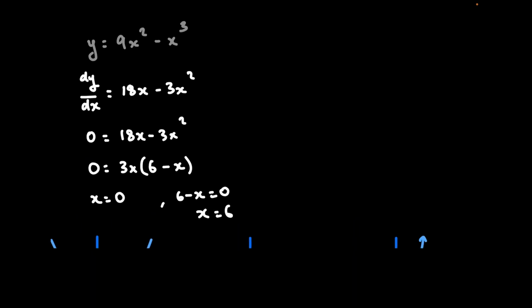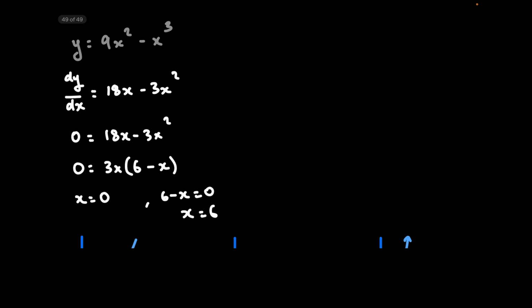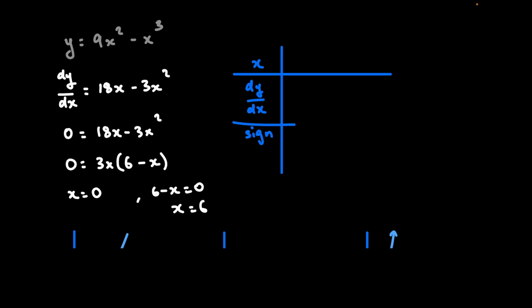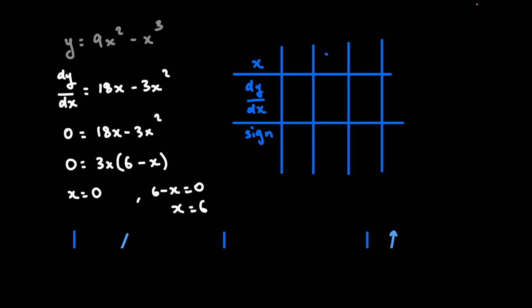So I'm going to scroll up a bit and draw a table to show what the sign test is. The sign test has 3 rows. You have your x values, you have your derivative values, and you also have the sign. Let us suppose we first try to work out what type of stationary point we have at x equals 0. To work this out, I'm simply going to have 3 columns, and in the middle column, I'm going to have x equals 0.